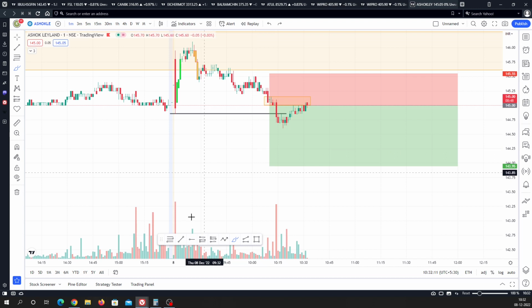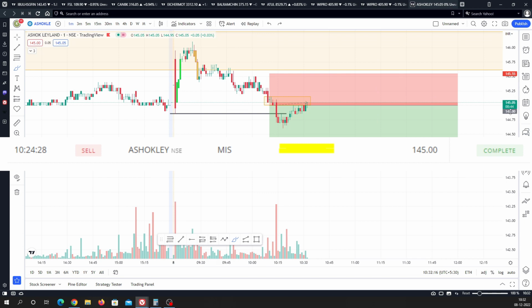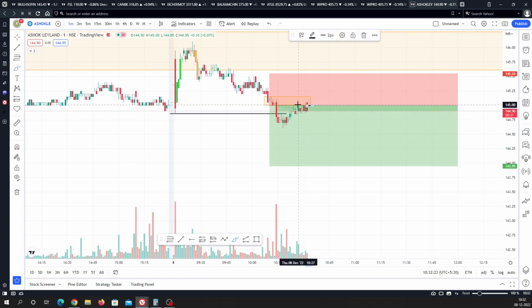So guys, we got our first entry in Ashok Leyland. Our entry price was exactly 145 rupees here in this region. Our entry was triggered in this candle, the 10:24 candle. We kept a stop loss here at 145.55 and we are aiming for a 1:2 risk reward ratio. 143.95 is where we kept our target.